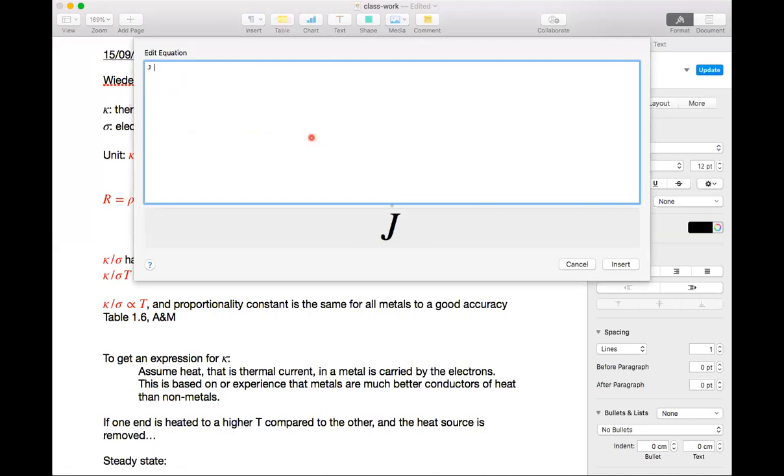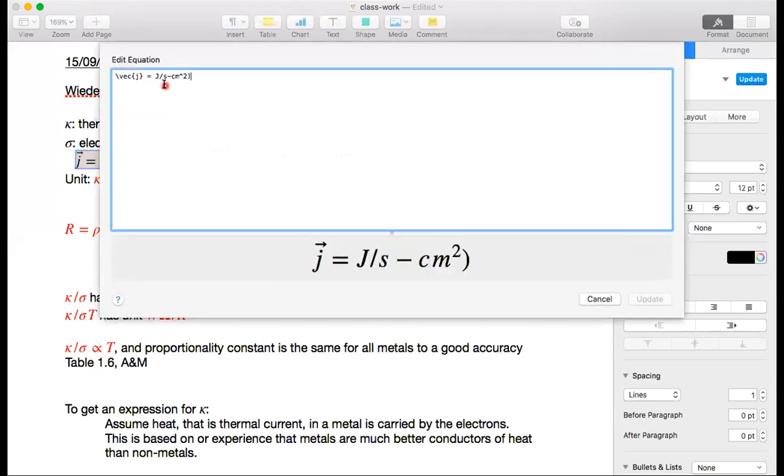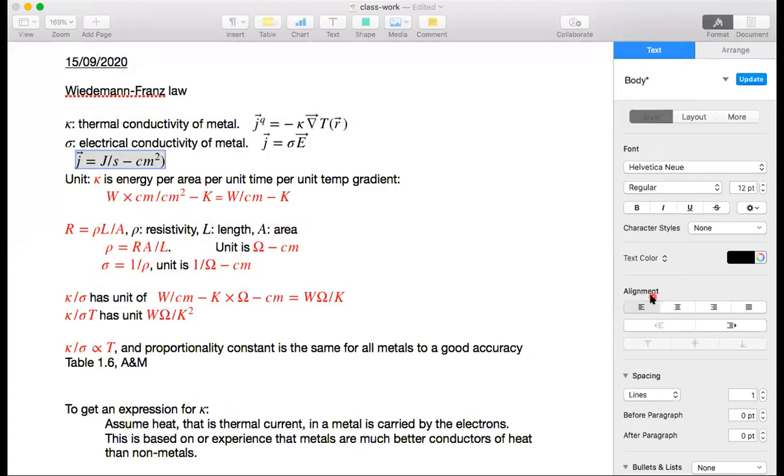This small j is joules per second per centimeter squared. And then the gradient of T is, of course, Kelvin per centimeter. So if you put all of those in, what you will find is joule per second would give you a watt. So this W is for watt. And then this would be watt per centimeter Kelvin.